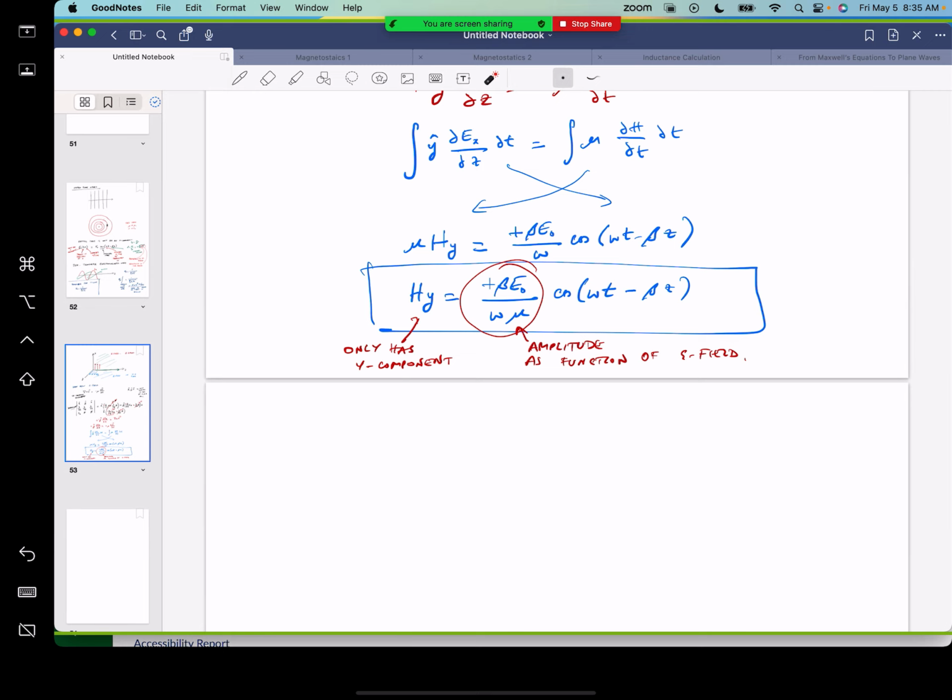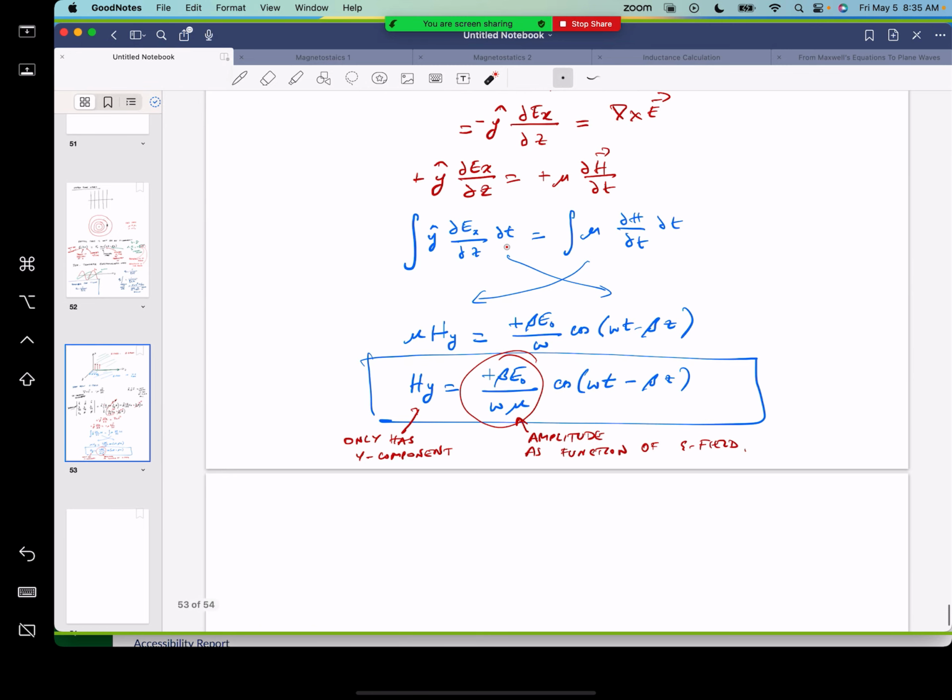Okay, what I want to say about that. I took a little bit of a shortcut here. When we did the determinant, this rate of change of E_x only had a Y component, so I started only looking at the Y component of the magnetic field. That's why I went from this to H sub Y only, because whatever I would end up with at the end of this integral would only have a Y component.